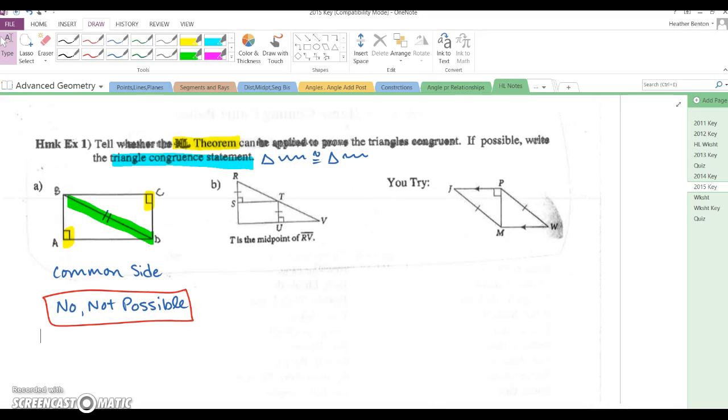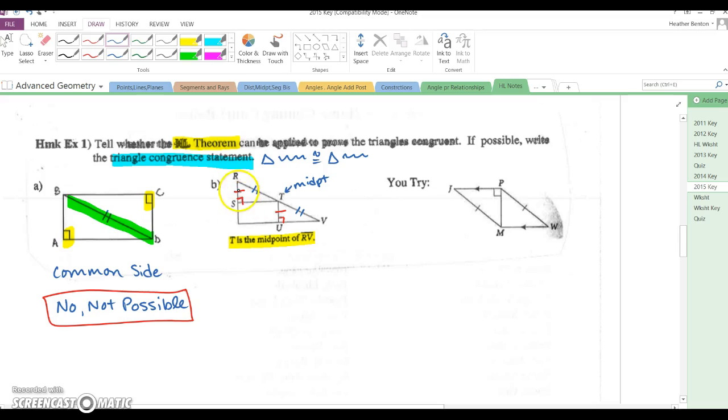On this one, it looks like we have one set of sides given to be congruent to us. We have our right angles. And then we also have this statement at the bottom about T being the midpoint of RV. So if T is exactly in the middle of RV, then I can put tick marks on either side of T. Those segments RT and TB will have to be congruent.